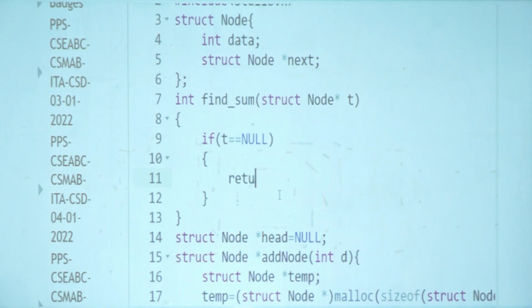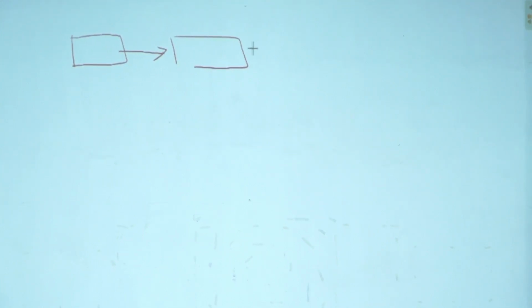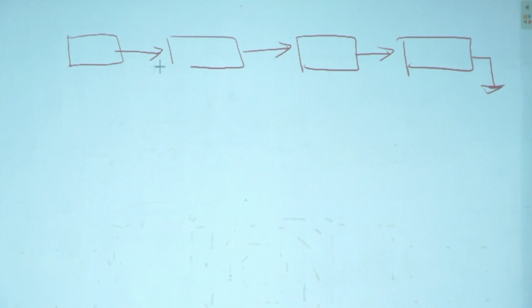Okay. Now, let me just draw a small picture. I'm just going to draw a linked list so that you understand how. Something like this. This is null. The next of this is null. The next of this is this. Next of this is this. So imagine this is 50, 60, 40, 30.